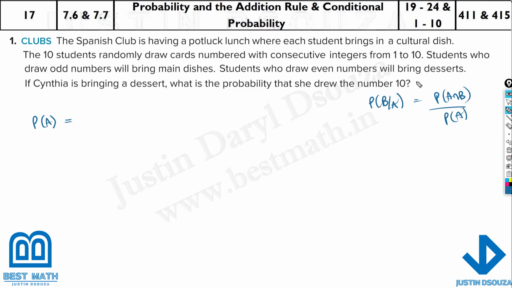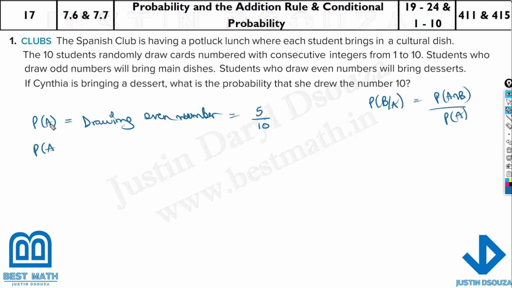You need to figure out from the last part of the question what has already happened. This is the condition. Bringing dessert means she will be drawing even numbers. Probability of A is drawing an even number. What is the probability of drawing an even number from 1 to 10? It is 50%, right? Because there are 5 even numbers out of 10. So we'll just leave it like that. There are 5 even numbers out of 10. You can write 1 by 2, but I'll just leave it over there.